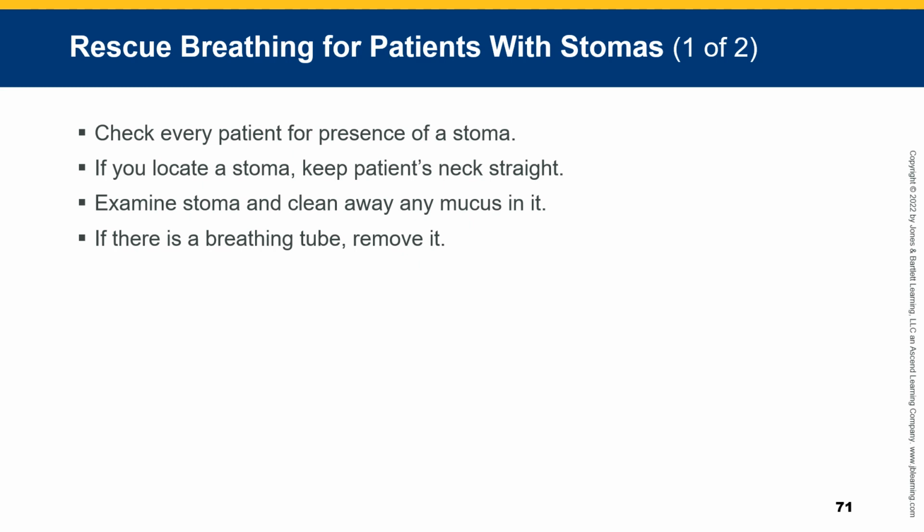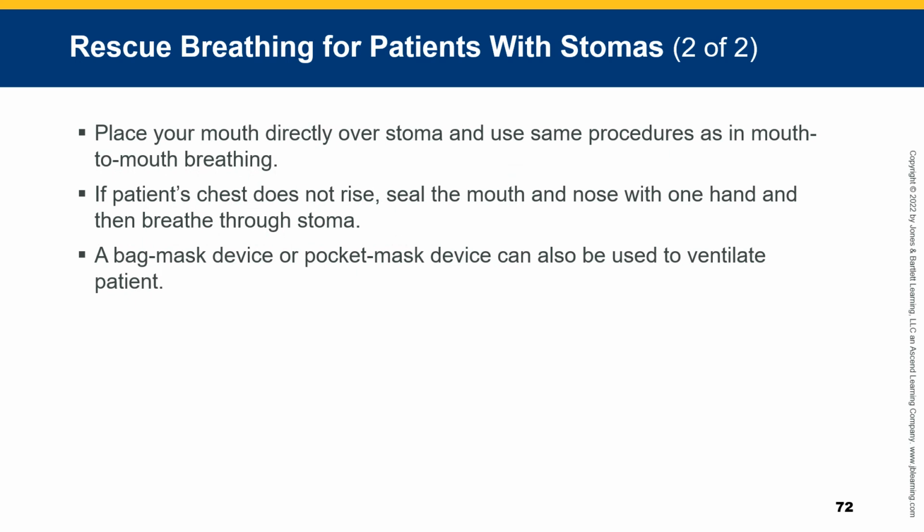If you locate a stoma, keep the patient's neck straight. Examine the stoma and clean away any mucus in it. You have to use mild suction to do so. If there's a breathing tube in the opening, be sure that it is clear. Place your mouth directly over the stoma and use the same procedure as in mouth-to-mouth breathing. If a patient's chest does not rise, seal the mouth and nose with one hand and then breathe through the stoma. A bag mask device or a pocket mask device can also be used to ventilate a patient with a stoma.